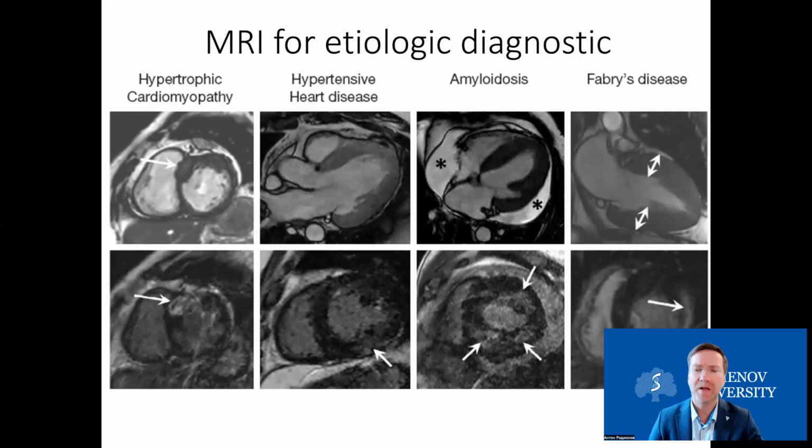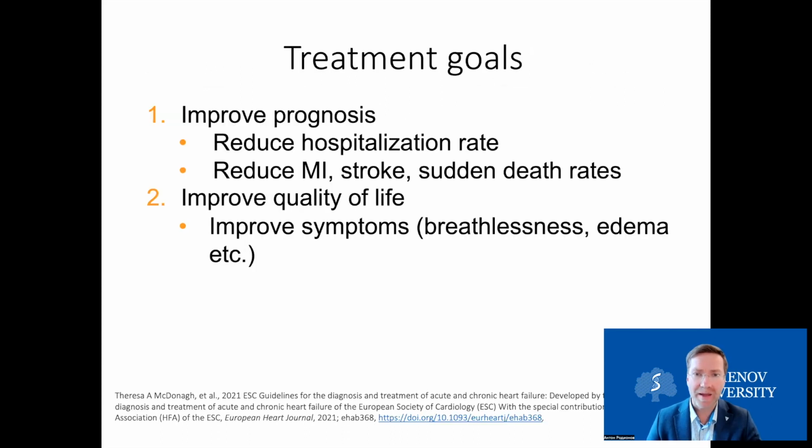Here's an example of different findings on MRI in patients with different diseases such as hypertrophic cardiomyopathy, amyloidosis, Fabry's disease, and hypertension. So MRI is often used when the diagnosis of underlying pathology is unclear. So we need to use MRI.